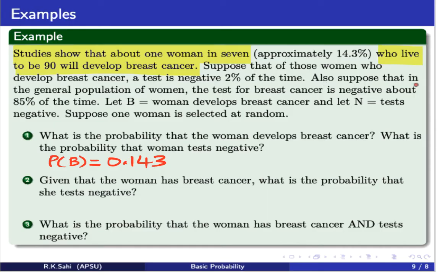Also suppose that in the general population of women, the test for breast cancer is negative about 85% of the time. Now, this is talking generally. What is the probability that the woman tests negative? It means every woman that has been in that study was tested for breast cancer, 85% of them got negative.